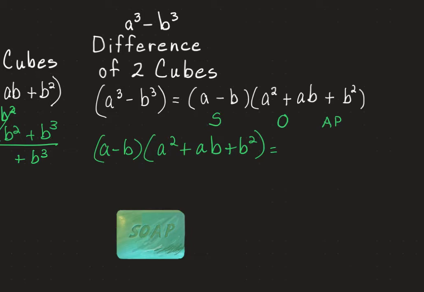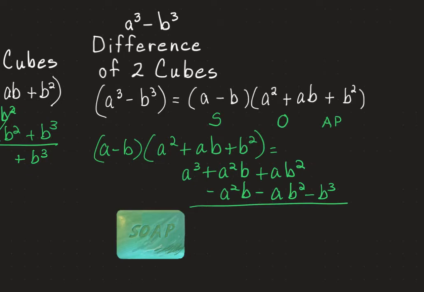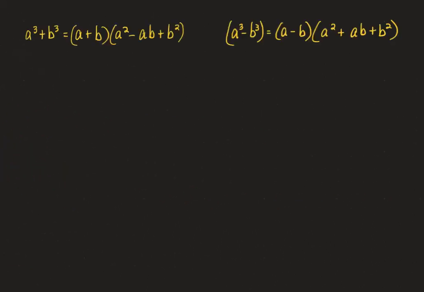When I multiply my factors, I get a cubed plus a squared b plus a b squared. Then I get minus a squared b minus a b squared minus b cubed. And when I add, all of these terms add to be 0. I get a cubed minus b cubed, which is what I started with. That's what I factored. So here are the patterns for factoring the sum of two cubes and the difference between two cubes, which would be appropriate to use for this problem.